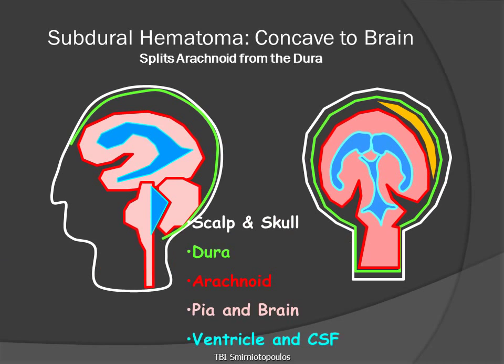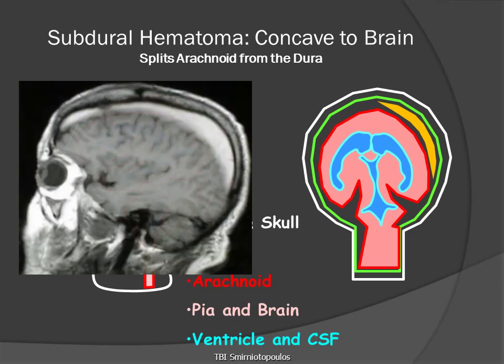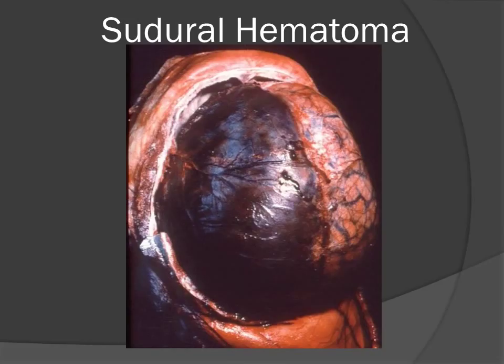So a subdural hematoma is splitting the arachnoid from the dura. The actual location is therefore under the dura, but over the underlying arachnoid membrane. Subdural hematomas cross the sutures and will wrap around the cerebral hemisphere following the arachnoid as it surrounds the brain.